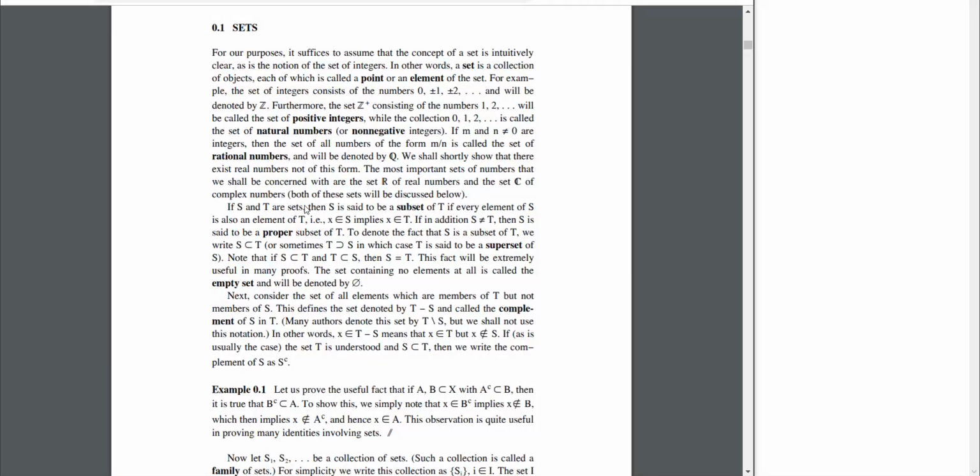Now this is where the magic begins. This is the notion of a set of integers. A set is a collection of objects, each of which is called a point.